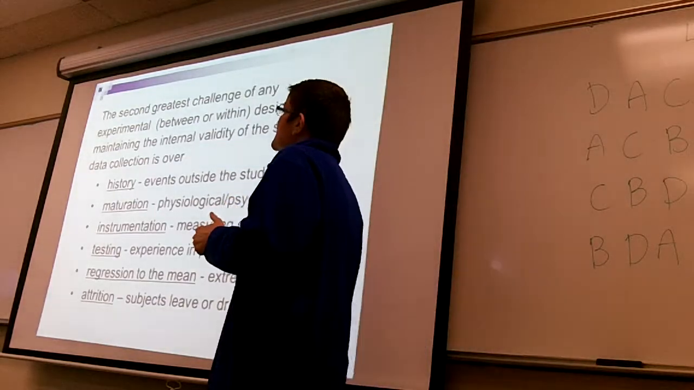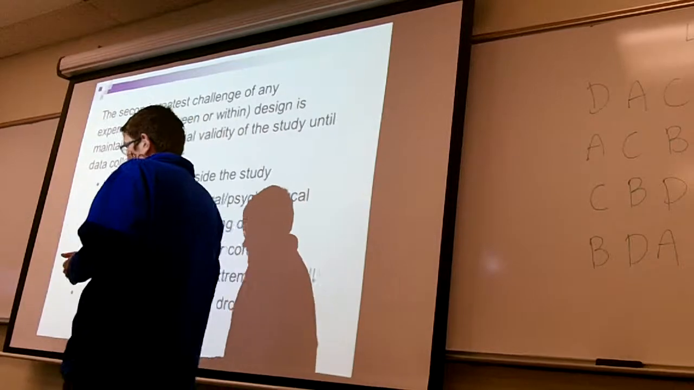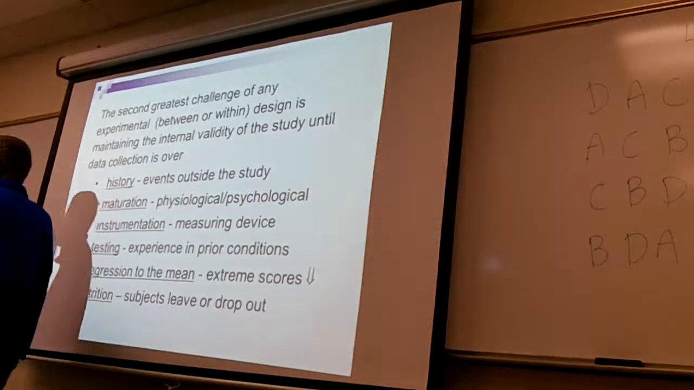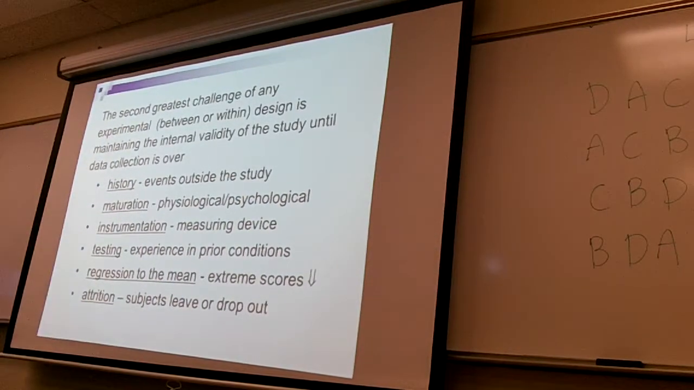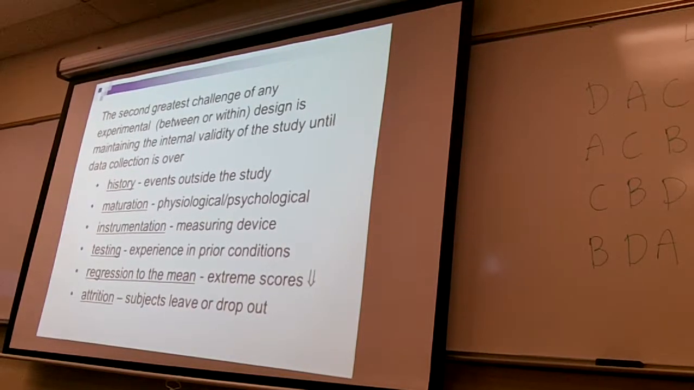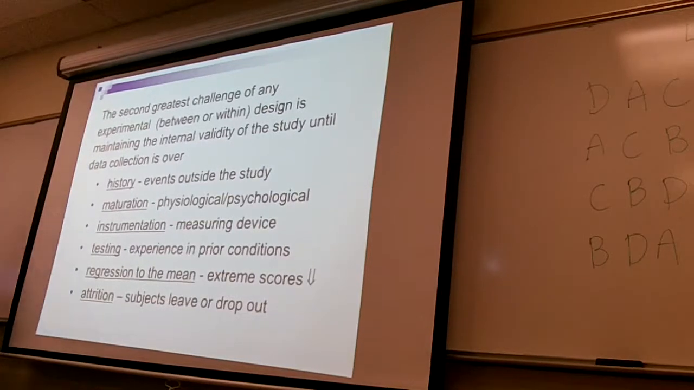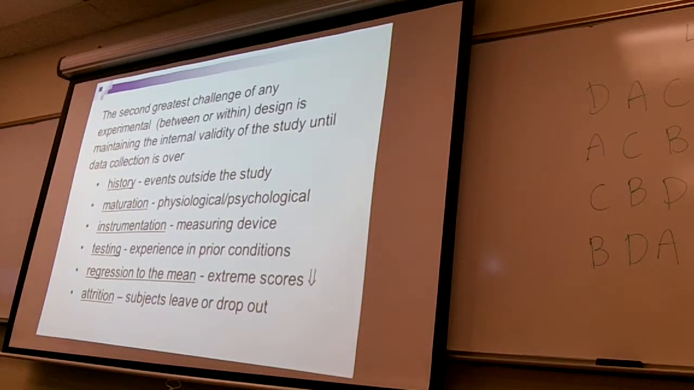The first is history, an effect of history. If your study is taking place over an extended period of time, you have to worry that the historical situation may change over the course of your study. So that the data you gather at the beginning isn't the same as the data you're gathering at the end.